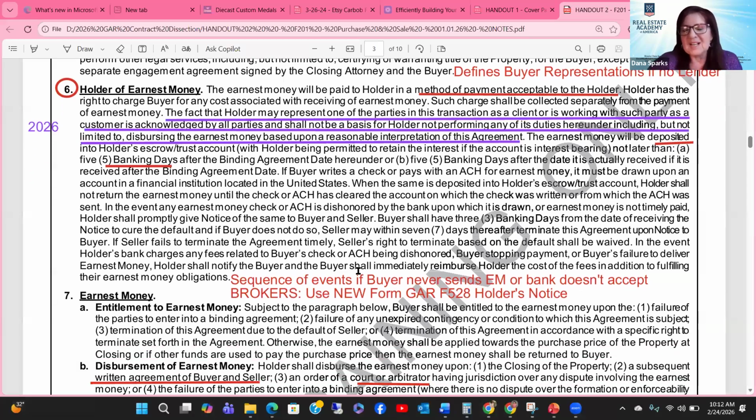Holder of the earnest money. You guys, this is why it's really important. Who's holding the earnest money? There's a lot of responsibilities. So first thing is the earnest money has to be in a form, a method of payment, acceptable to the holder. So you guys as agents, especially you buyer's agents, whomever the holder is going to be, typically you put in your broker or the closing attorney.